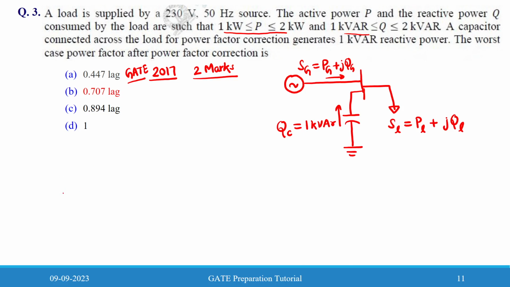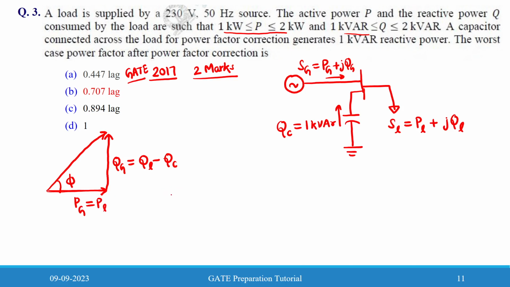So if you draw the power factor triangle, it will be like this. This is the angle phi, and we have active power on this side, which is PG, and you can take this as QG. QG will be QL minus QC, right? And PG is equal to PL.